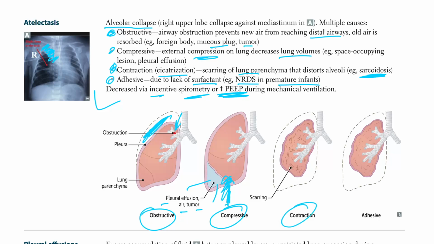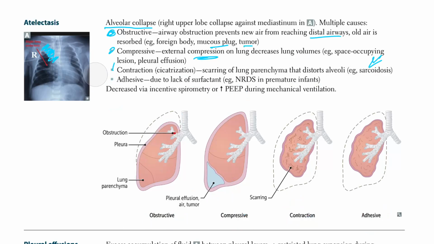Then you have this contraction. Contraction occurs when you have scarring of the lung tissue, and an example is sarcoidosis. The last one is adhesive. Adhesive is the surfactant. You don't have surfactant. So due to lack of surfactant and RDS, the lung is not able to open itself because you don't have surfactant to decrease the surface tension of the lung, right? So all of these are the reasons for alveolar collapse.